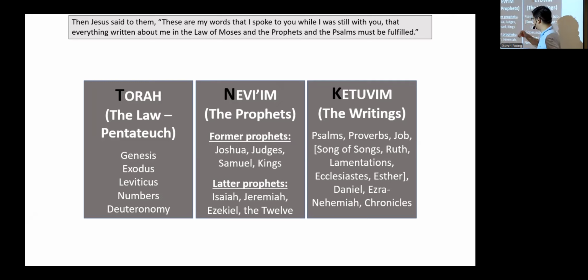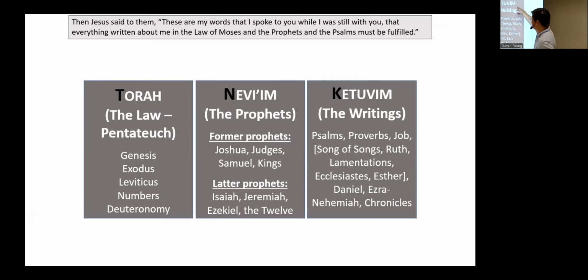The prophets are divided into two categories. What Martin Noth calls Deuteronomistic history, which I told you about, Joshua, Judges, Samuel, Kings, would be categorized as the former prophets. And then Isaiah, Jeremiah, Ezekiel, and the 12 minor prophets, all right? Daniel is not considered a prophet. So this would be called the later prophets: Isaiah, Jeremiah, Ezekiel, and the 12. Daniel will be elsewhere.